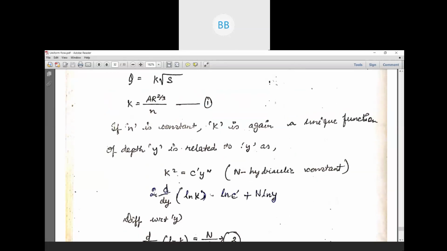So then you can write this expression. You can write here also that same line that you have written for the earlier equation: our area and hydraulic mean depth are a function of y. So it's a relationship between them. You can write A squared is equal to C dash y to the power n. Here again, C dash is nothing but your constant and n is nothing but your hydraulic exponent.